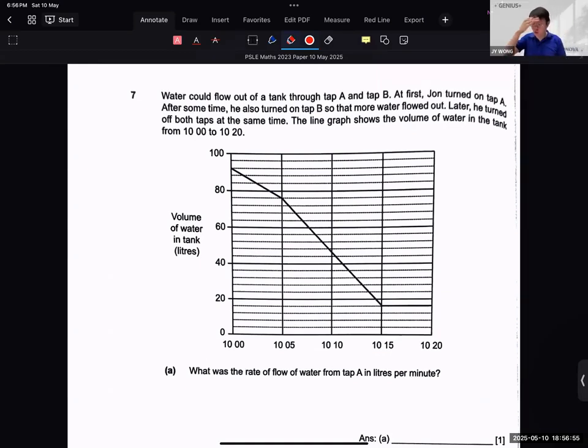So at first, John only turned on tap A. So which part is the part where he only turned on tap A? That has to be the case, right? Because it is a steady decrease, right? So this is A only.